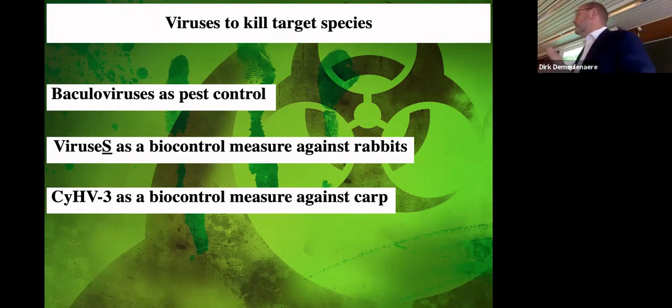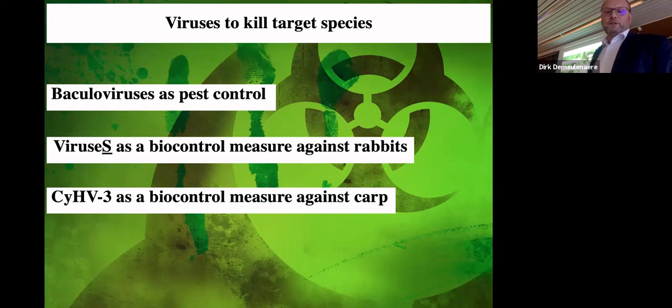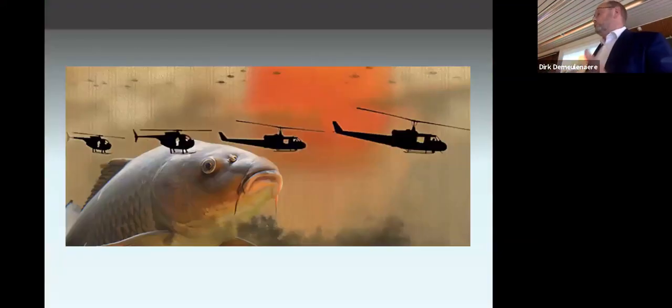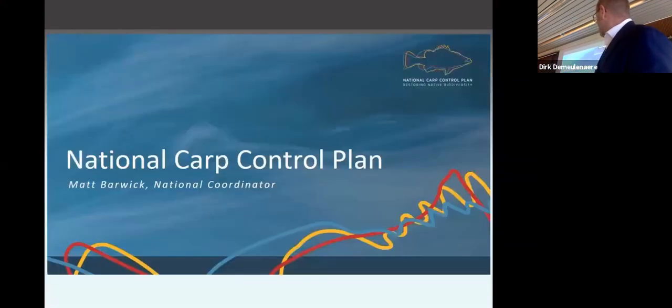So I initially thought that this was just a hypothesis. And then at the end of 2016, 2017, I was contacted by an editor of Science, and she informed me that they were planning to release the virus the next year. And this is called the National Carp Control Plan. Really very important. I don't remember the cost of this research program, but it was huge.